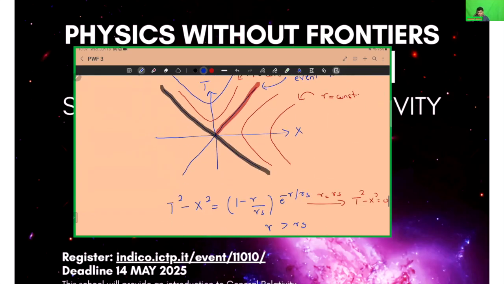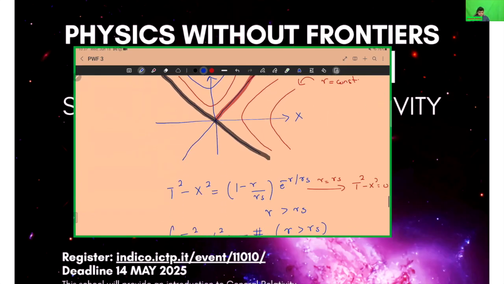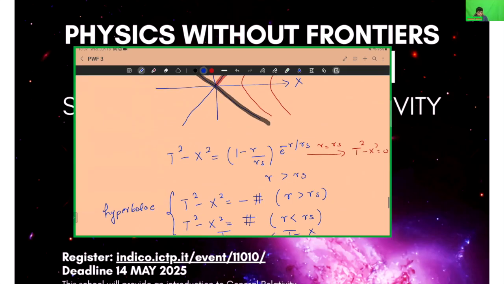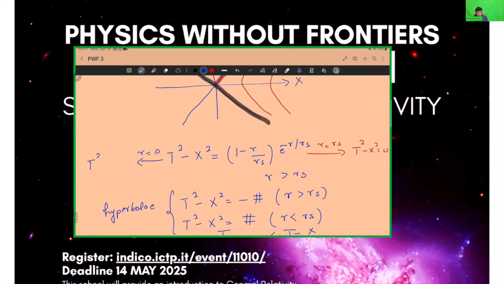How can you get this thing? Well, you can get this thing by putting r equals 0 here. So if r equals 0 here, then t square minus x square becomes 1. Why? Because this r becomes 0, so this thing becomes 1, this thing also becomes 1. So t square minus x square equal to 1.